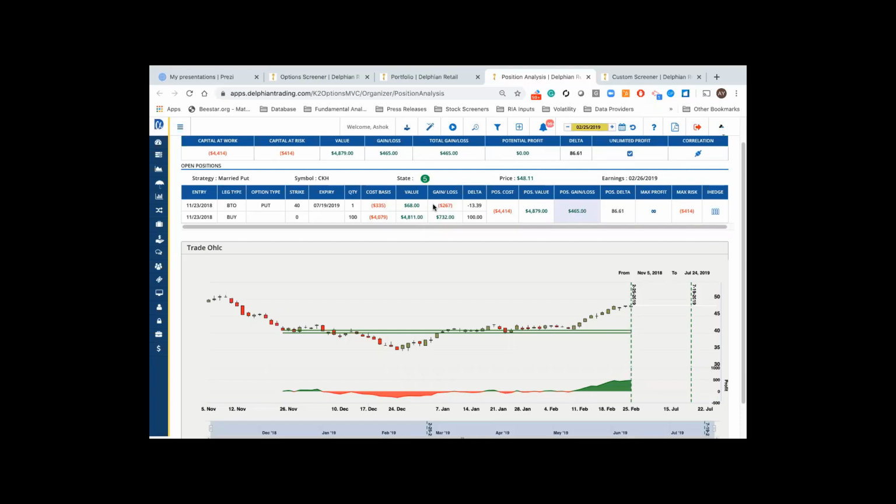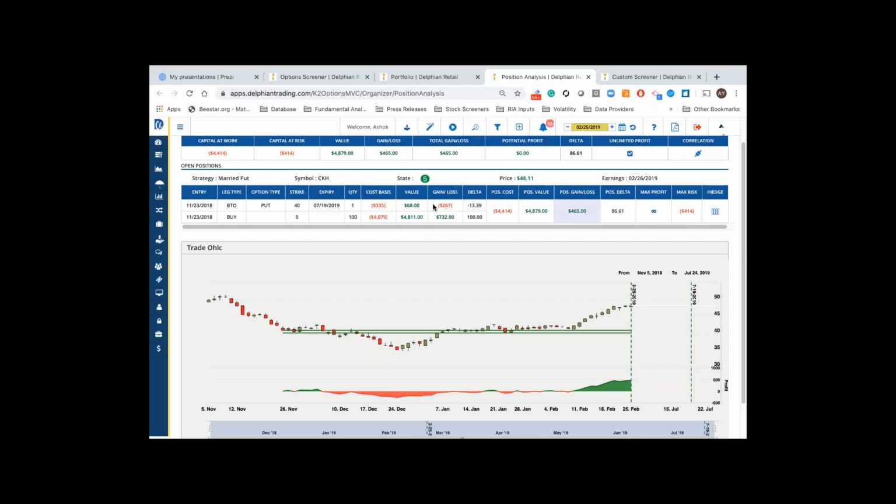Yeah, but you made a dollar-for-dollar profit on the stock leg. So the stock leg made $732. Both together, it's $414. This is where I want you to focus. When you do a married put, don't focus on how much the put is losing at all. I don't even look at how much the put is losing.